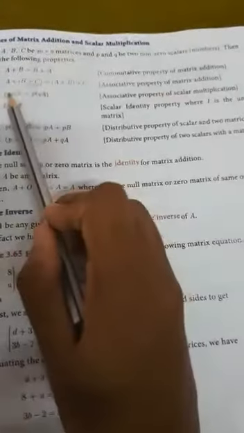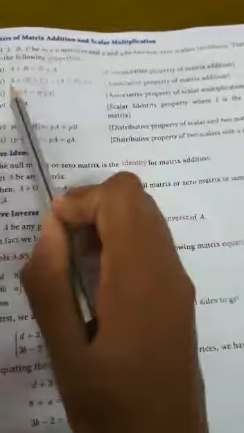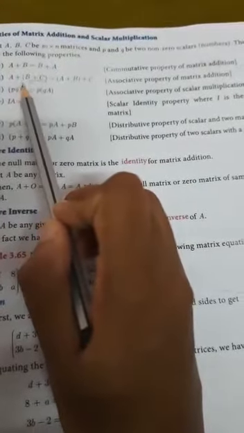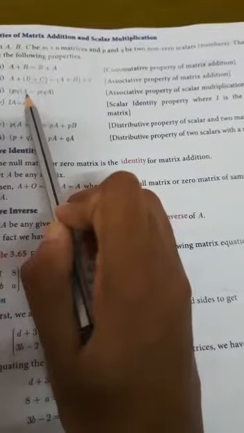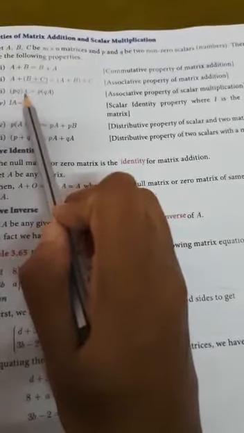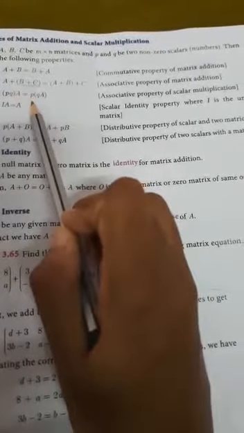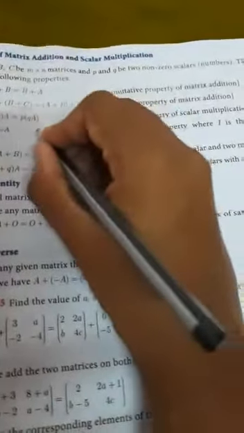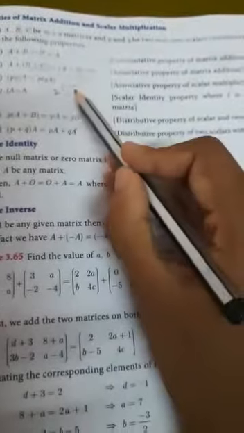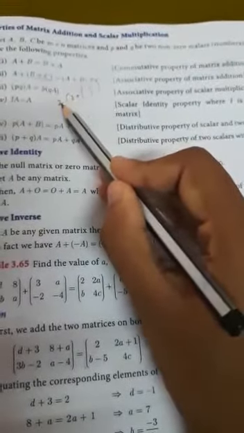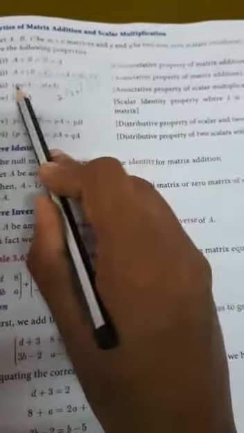The next one, (pq) into A. Already we have seen p and q mean numbers. So p is one number, q is another number, and after that A. Two numbers multiplied with one matrix give one answer. For example, 2 into 3 and then one matrix. If you multiply these first and then multiply with this number, anyway you will get the same answer only.